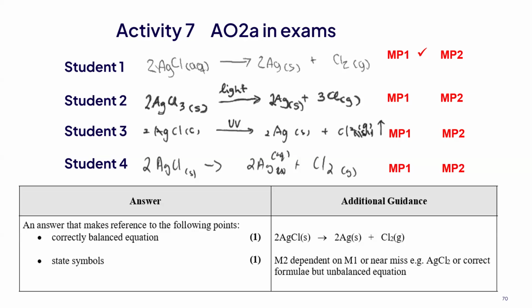The first one's correctly balanced equation, but they've got a Q as the state symbol for silver chloride, so they don't get MP2. Have a look at the second one.